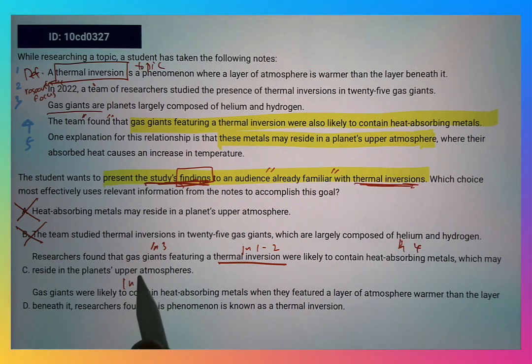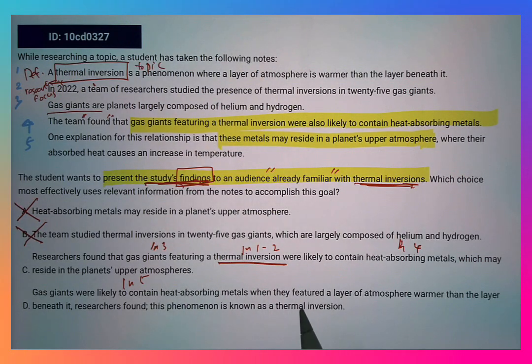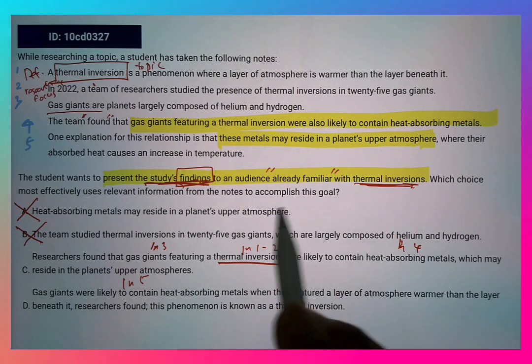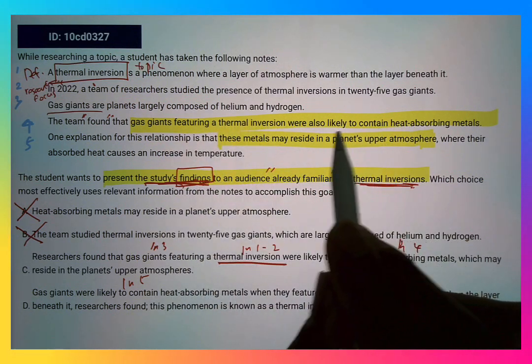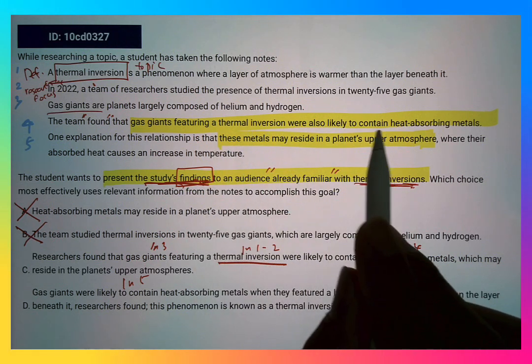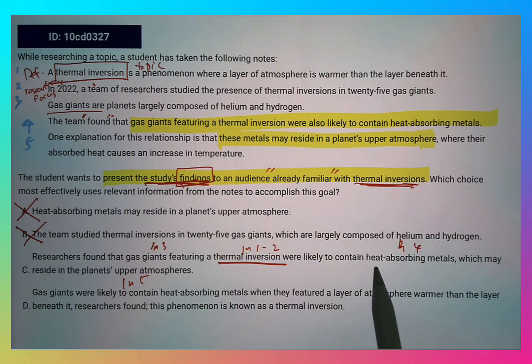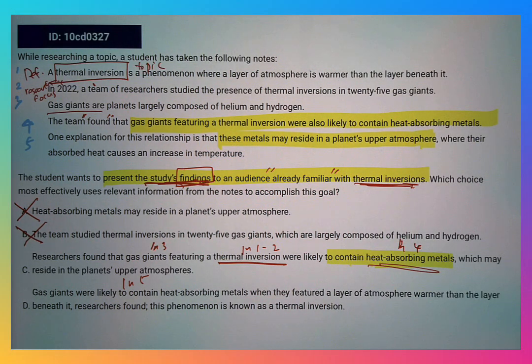That's line 5. It pretty much covers all the points of the student's note, and not only that, it does talk about the study's findings, such as that the gas giants featuring a thermal inversion were likely to contain heat absorbing materials. Right there, that's super important. And which may reside in a planet's upper atmosphere, which talks about the reasoning behind it. So C is a good answer choice.